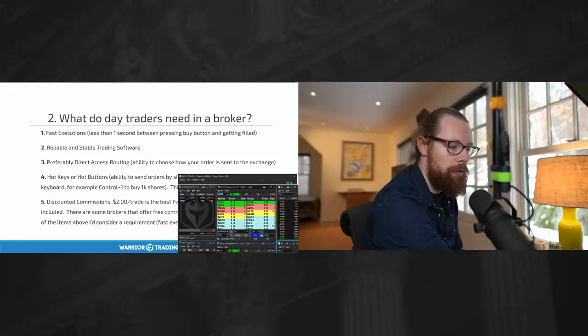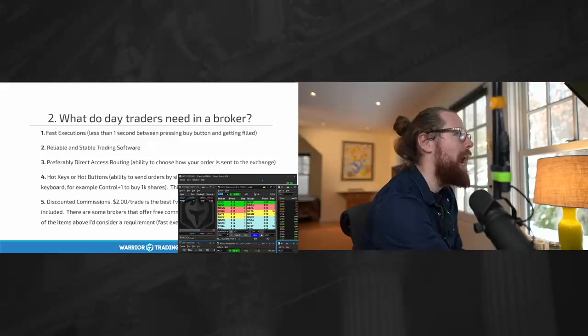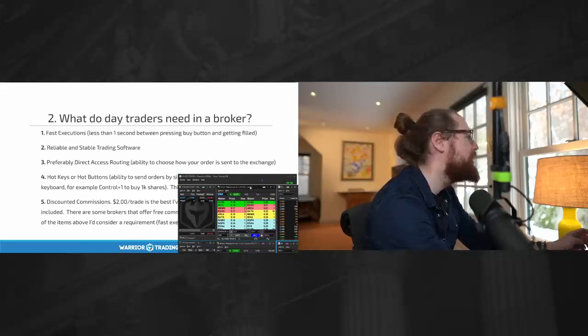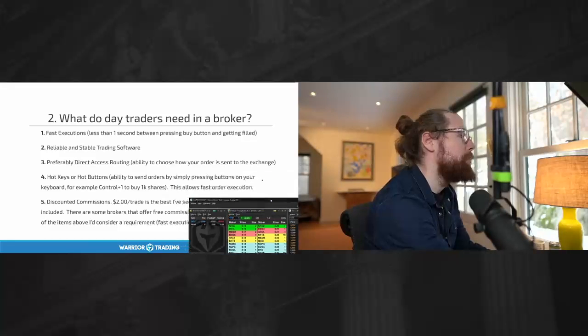Not all brokers even offer that functionality, so hotkeys are important. Hot buttons would be something like this: an actual button right here that you can click and press. Hotkeys and hot buttons allow for faster trading, which, again, is only going to help you.